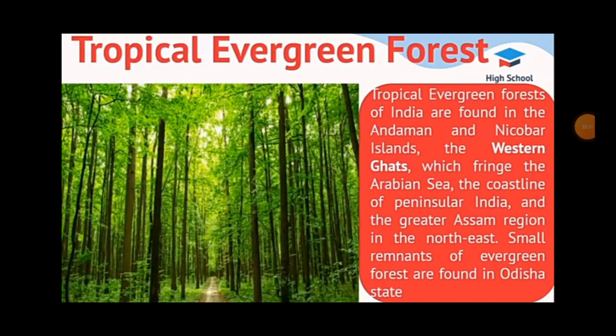Tropical evergreen forest. These forests are found in areas with 200 centimeters or more annual rainfall. The Western Ghats in Maharashtra, Karnataka, Kerala, and the states of Assam, Nagaland, Mizoram, Manipur and Meghalaya have this type of forest. The most important trees are rubber, mahogany, ebony and rosewood. These have not been fully exploited due to lack of transport facilities. These forests do not shed their leaves, so they are called tropical evergreen forests.